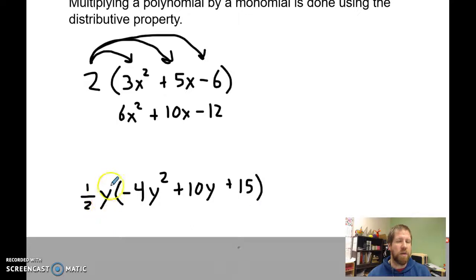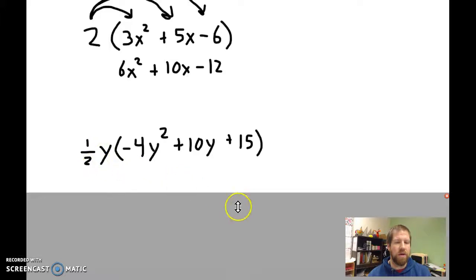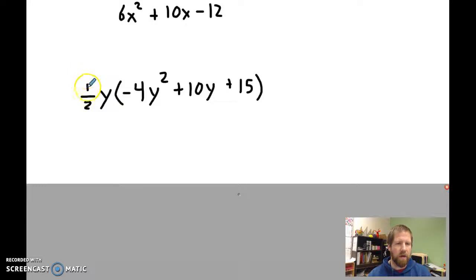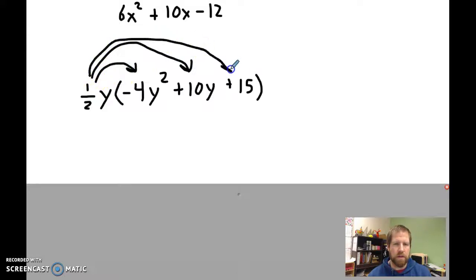All right, so if I have just y to the first here, this is a 2 degree, or quadratic trinomial. It's going to remain a trinomial, but it's going to become a 3 degree because I'm multiplying in this extra variable. Okay, so let's do that. 1/2 y, I'm going to multiply it by each of these. 1/2 y times negative 4y squared.